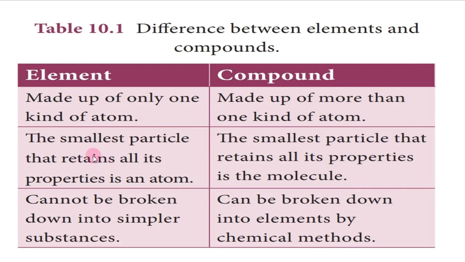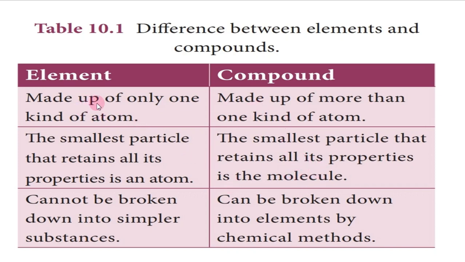So here the point is the smallest particle that retains all its properties is an atom. That means it shows its own property, but here it does not show its own property. It shows the properties of the molecule. It shows the property of the new compound. Have you understood the difference?